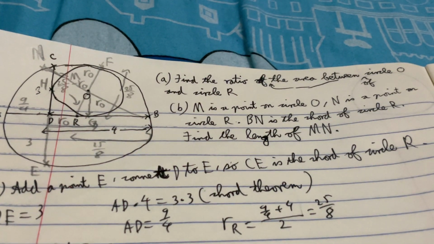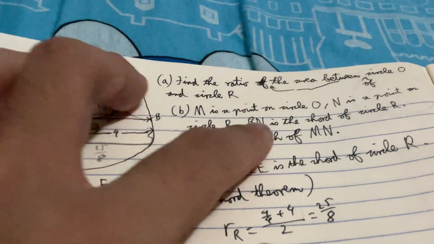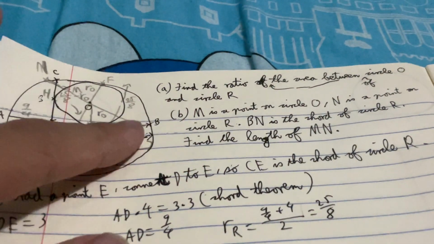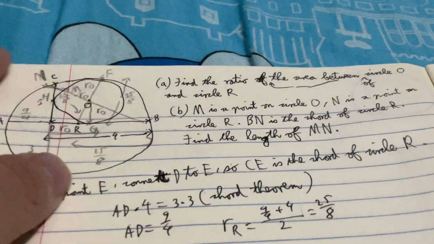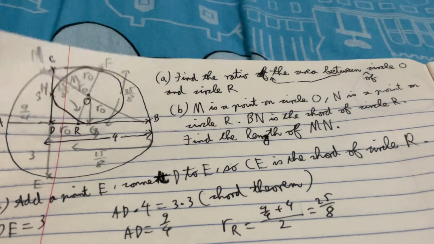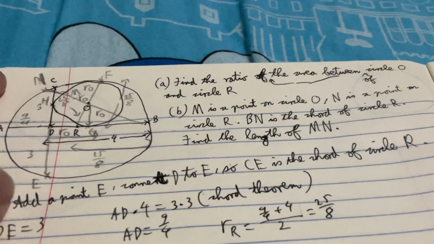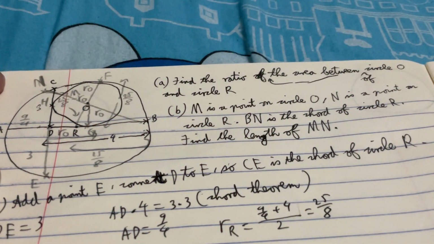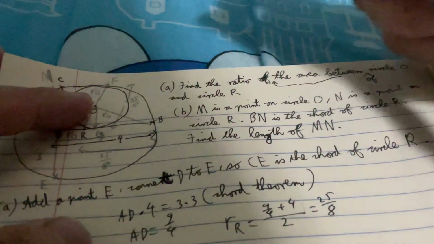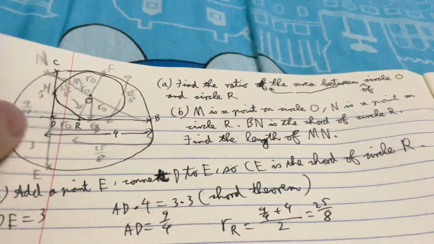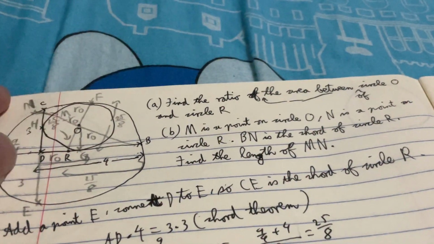So we are going to find the length of MN, and we know that BN is just a chord of circle O. This is one of the chords, so this is a straight line. BN is a straight line here, and then we are going to find the length of MN.